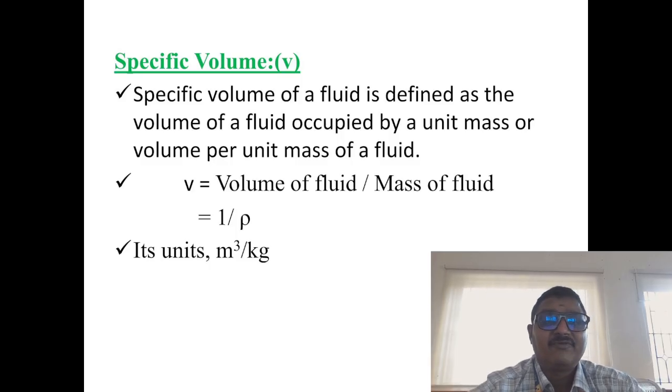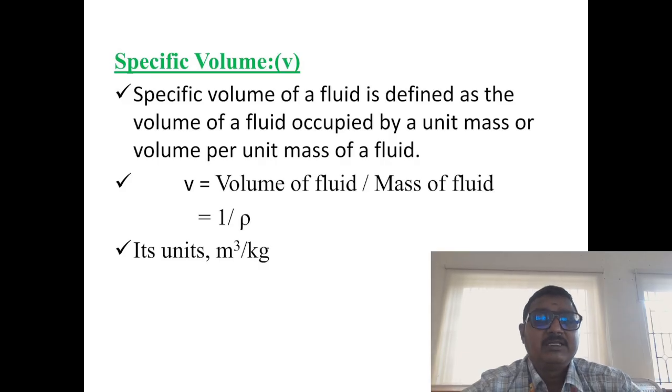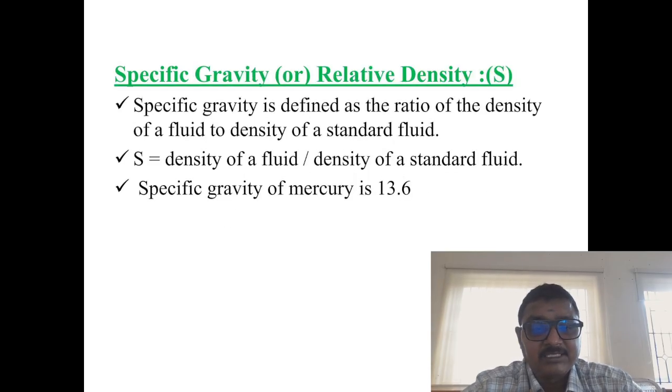Next one is specific volume. Specific volume of a fluid is defined as the volume of a fluid occupied by a unit mass, or volume per unit mass of a fluid. That is, small v is equal to volume of fluid divided by mass of fluid. Already we know that density rho is equal to mass by volume. This specific volume is the inverse of mass density. So that is 1 by rho. v is equal to 1 by rho. The unit is meter cube per kg.